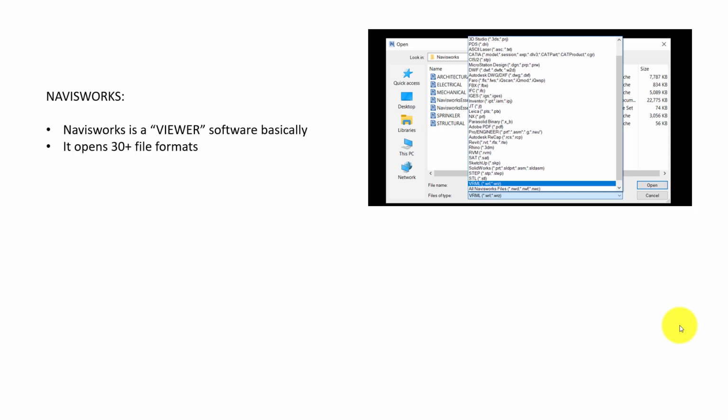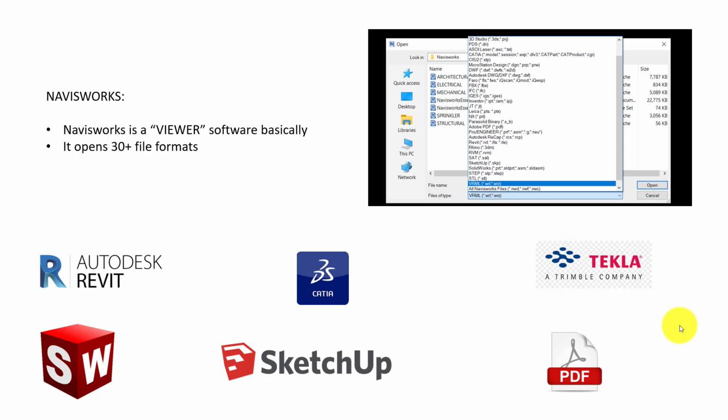Another ability of Navisworks is that it can open around 30 plus file formats. What it means is that if you create a BIM model in a different software, that BIM model can be exported to Navisworks and you can see it in Navisworks. Like Revit, CATIA, Tekla, SketchUp, SolidWorks, PDF, etc. So these are the 2 main capabilities. It is basically viewing the BIM models, and next, it can open different file formats. So those are Navisworks' main capabilities. Other capabilities are there, which will be dealt with in the next video.